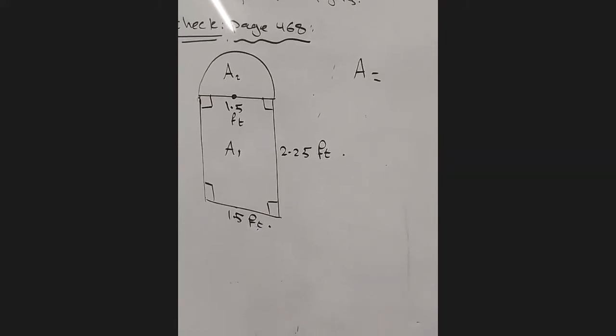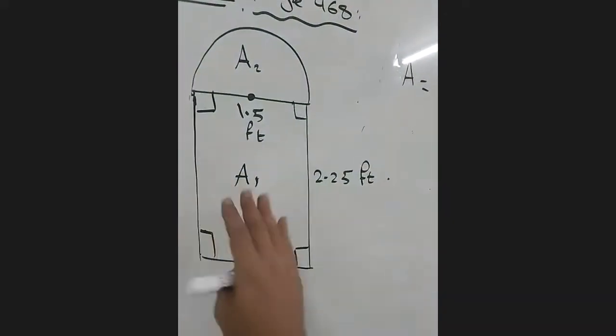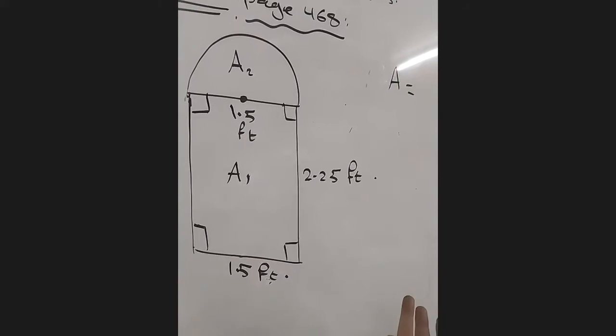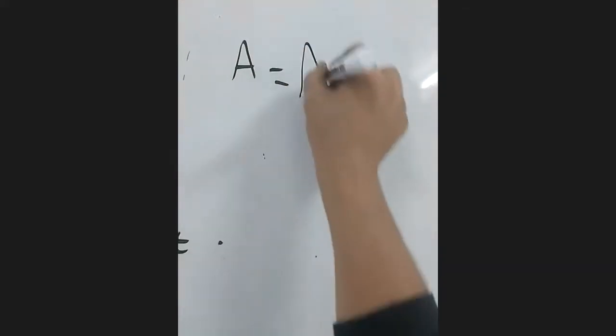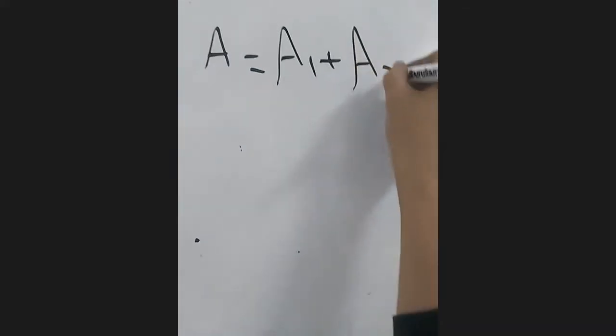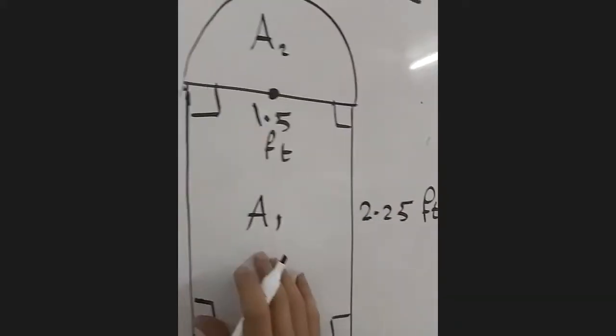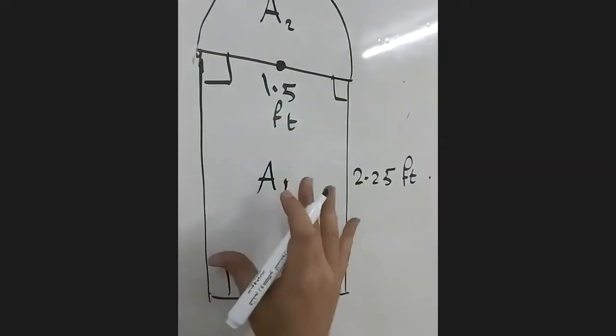The whole area is area 1 plus area 2, right? Yes. Let's write it here. Area 1 plus area 2, equal. Now area 1, we said it is a rectangle, right?